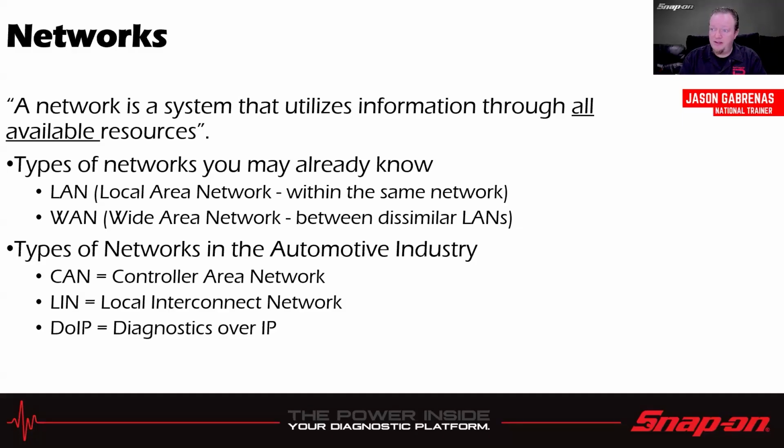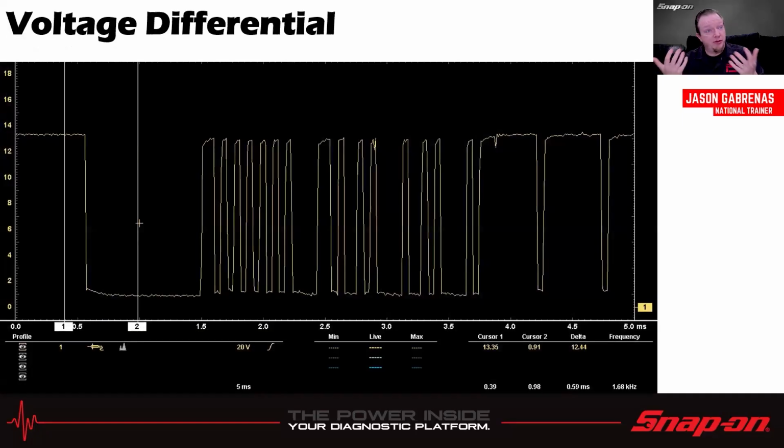Then the types of networks that we'll be dealing with in the automotive industry, at least a couple of the newer ones, I guess. CAN, which is controller area network, not car area network like some folks might think. Controller area network is not only used on vehicles, it's also used in factories for automation and other things. So it's just for different controllers networked together. LIN stands for local interconnect network. So you might hear LIN bus thrown around out there. We'll talk a little bit more about that. And then DoIP, which is the newer one, Diagnostics over IP, which works pretty much like your network would work at your shop or your house.